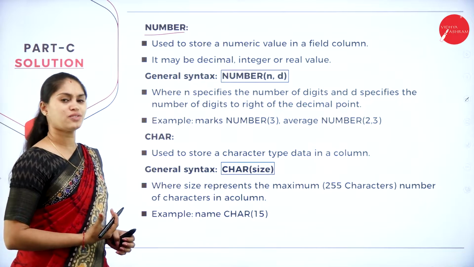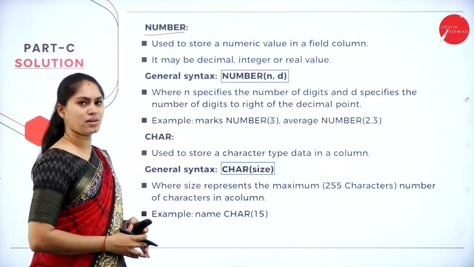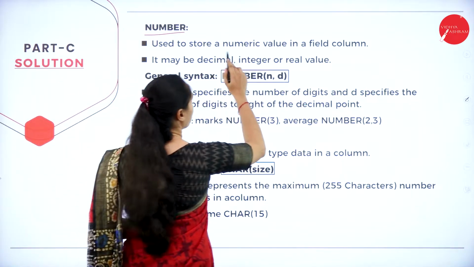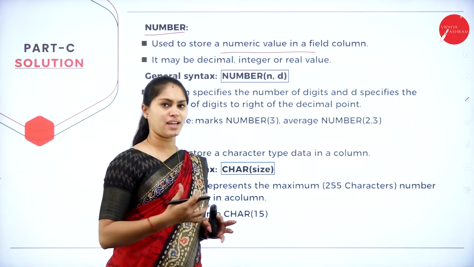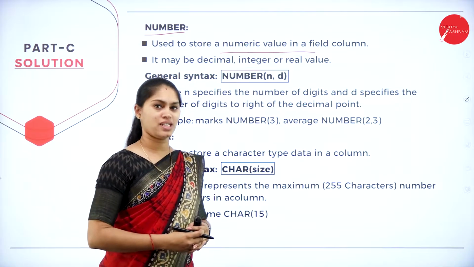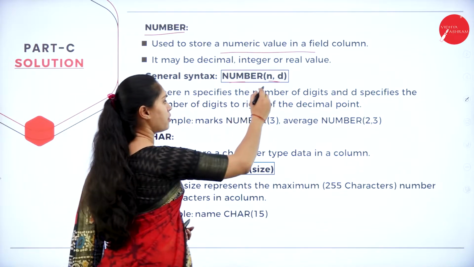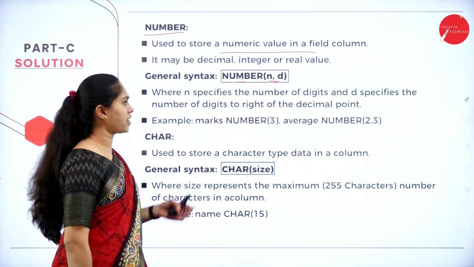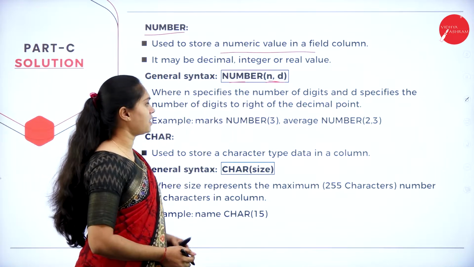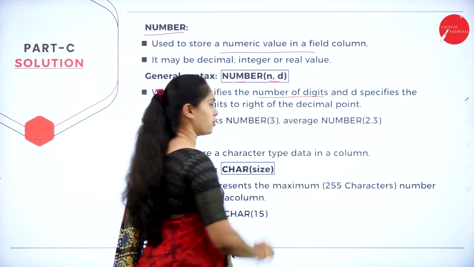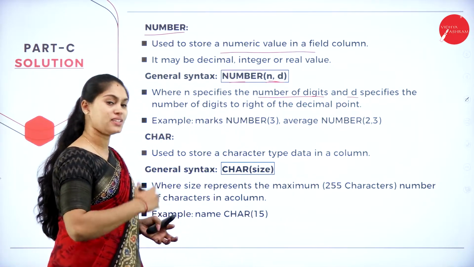Number is also one of the data types which is used in SQL. When this comes to the number, it is going to store numeric value in a field column. So if I wanted to have numeric value for my element, then I have to mention its data type as number. So what is the syntax? Number of n comma d. So here I have two parameters, one is n, another one is d. So what does this n represent? That n represents the number of digits and d represents the number of digits after the decimal point.